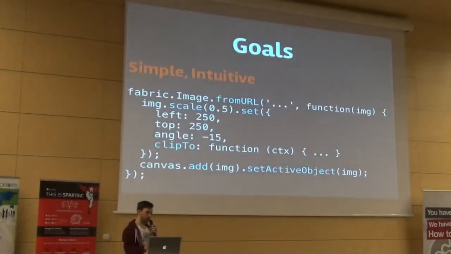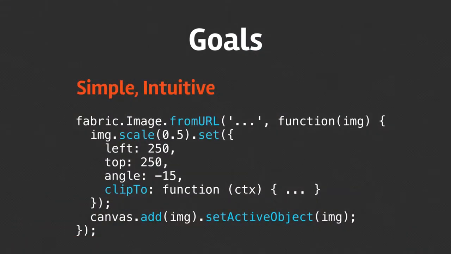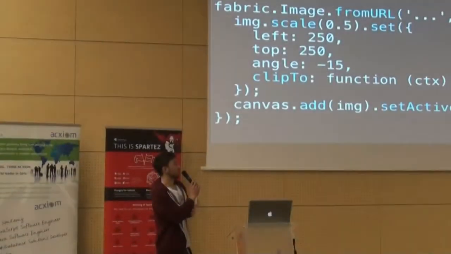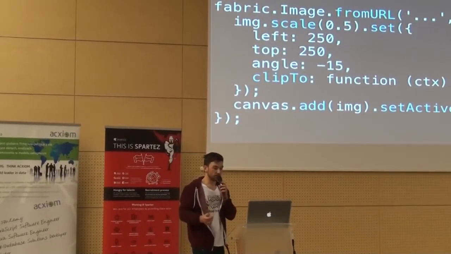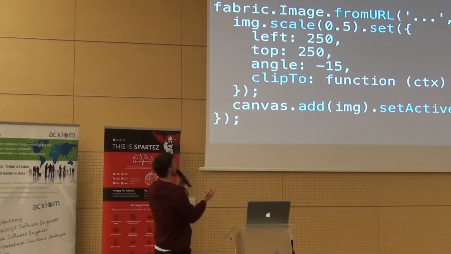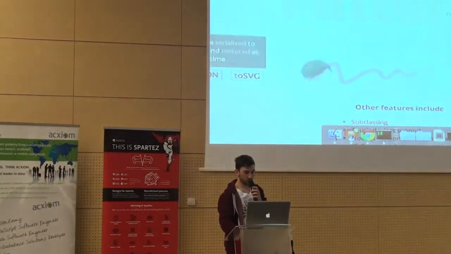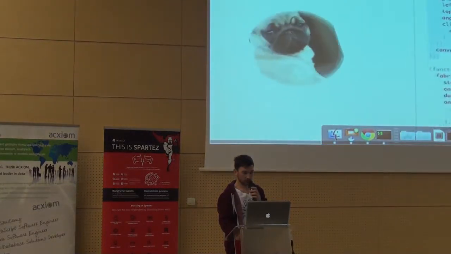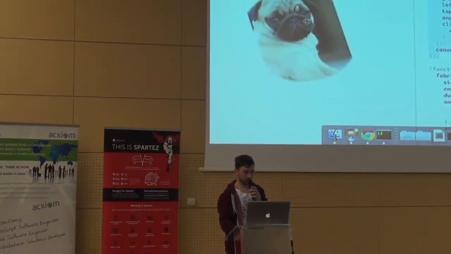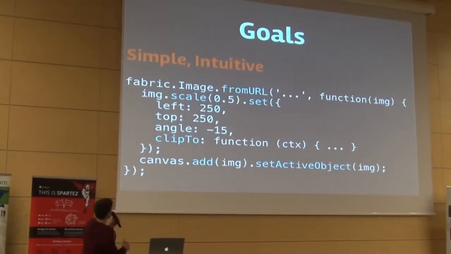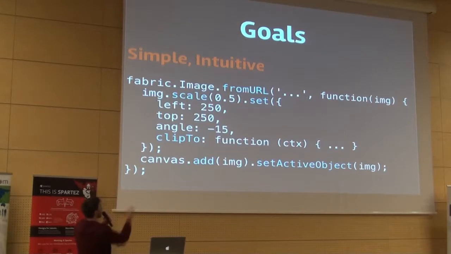So, some of the goals that I had in mind for Fabric when I started building it. The first one obviously has to be that it has to be simple and intuitive. I'm talking about the API, of course. So I want to look at the code and understand exactly what's going on. And this is an example from one of the demos. Here's an example of an animating clip. And this is the code. I use that code here to give you an understanding of what's going on. If we look at it, it's pretty simple. Okay, there is some kind of image.